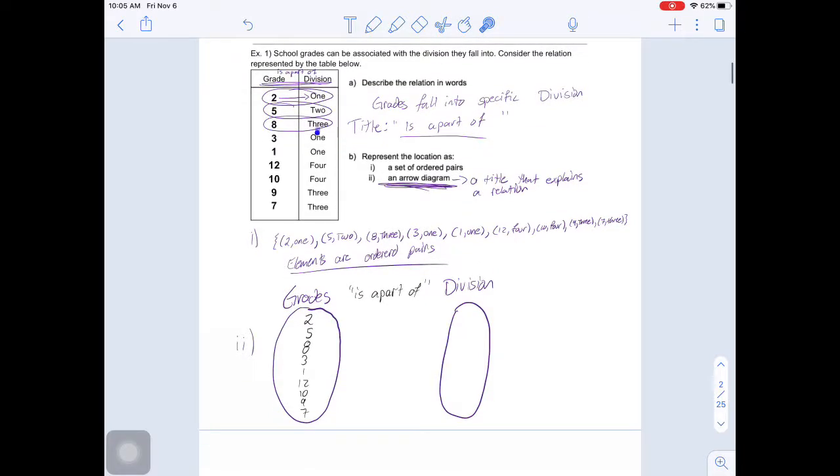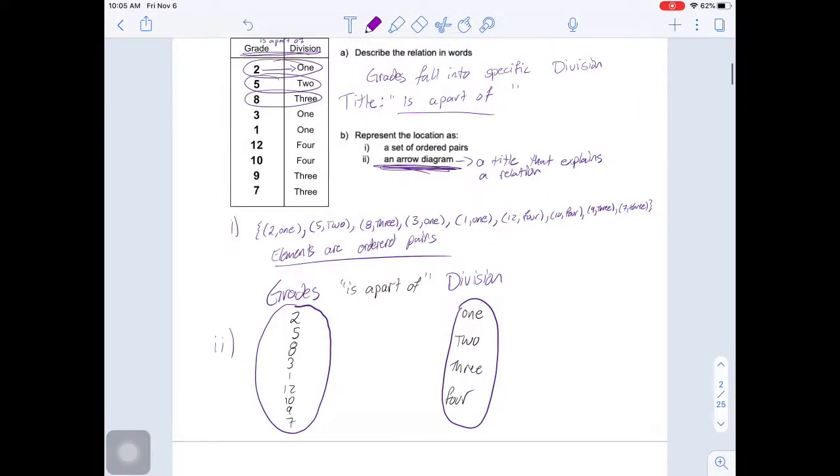And then in my division over here, well, that will be 1. And here, I'm going to actually do something that's going to save me some time. Recognize I only have 4 divisions popping up here. So here I'm going to just put 1, 2, 3, 4. Because what an arrow diagram does is I can actually represent these in a little bit of an easier fashion, okay? Because some of my elements in my grade set are related to the same elements in my division set.